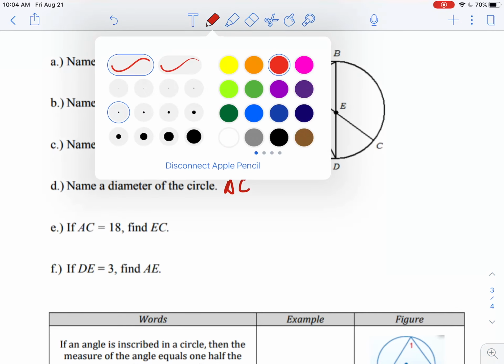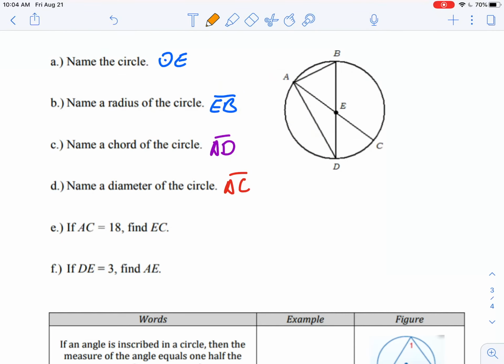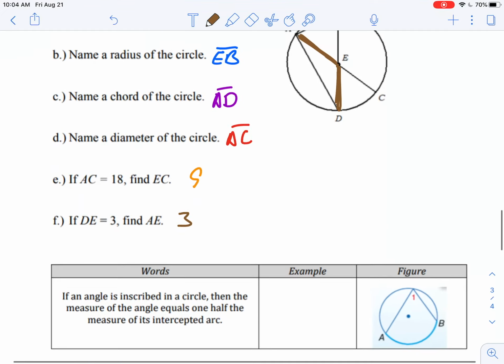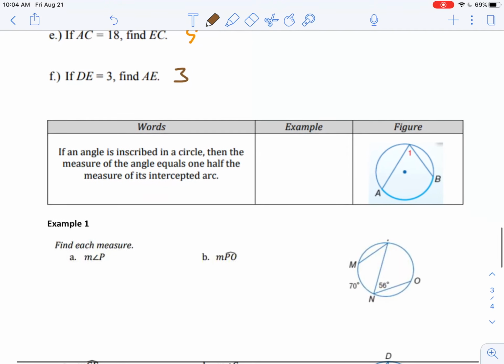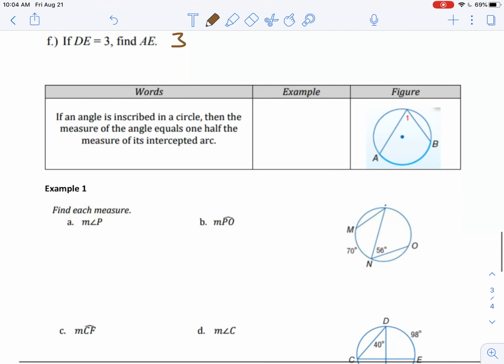So let's erase all this. If this whole thing is 18, what's EC? Well, the diameter is 18, so EC is just the radius, which is half the diameter, so 9. If DE is 3, so this radius is 3, what's AE? Well, they're both radii, so AE would also be 3.